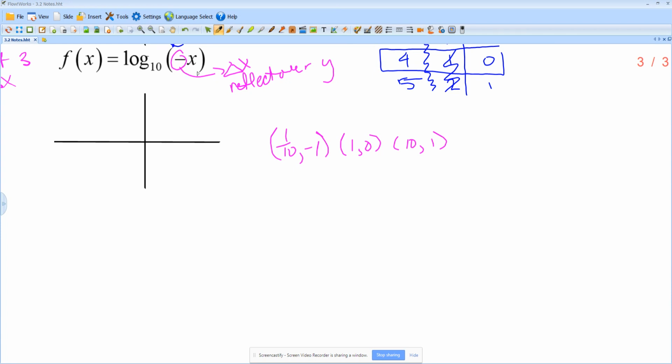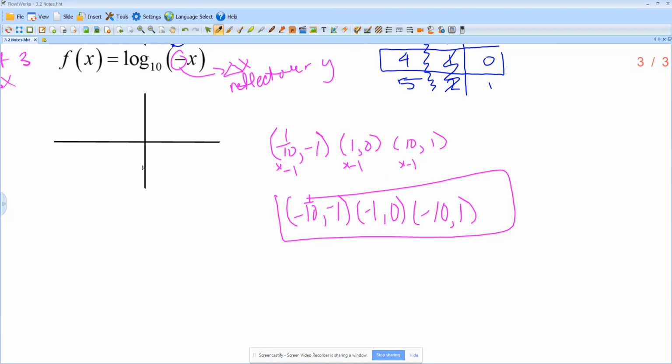And all I'm doing to this is changing the x values. So I'm changing x by multiplying by -1. -1/10, -1, -1, 0, -10, 1. If I go and plot them, -1/10, -1, right about here, -1, 0, and -10, comma 1.